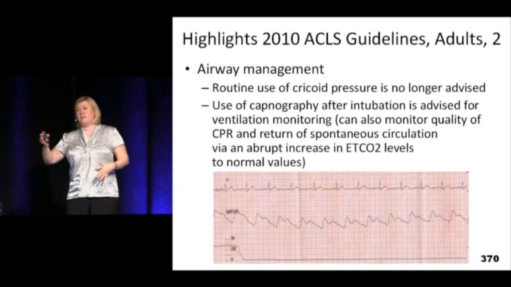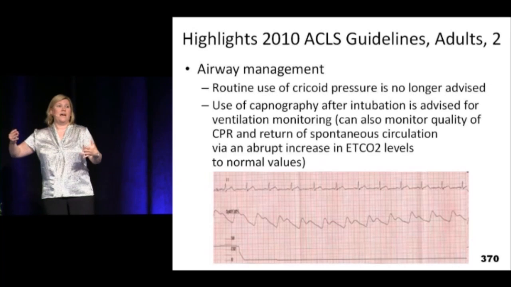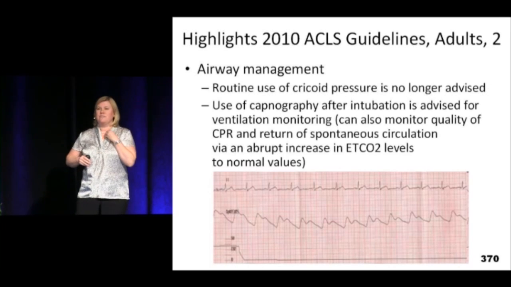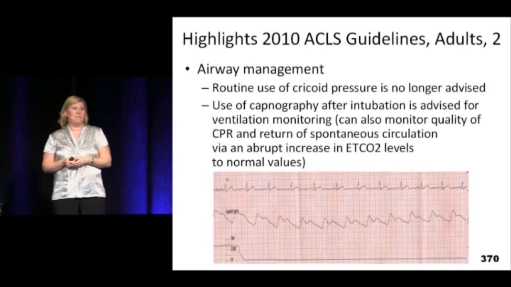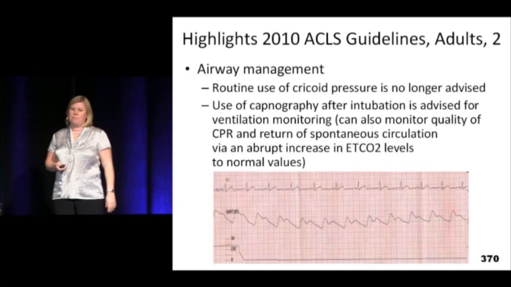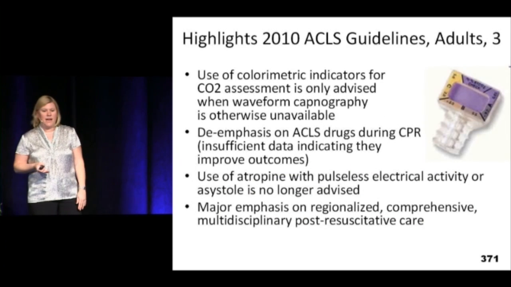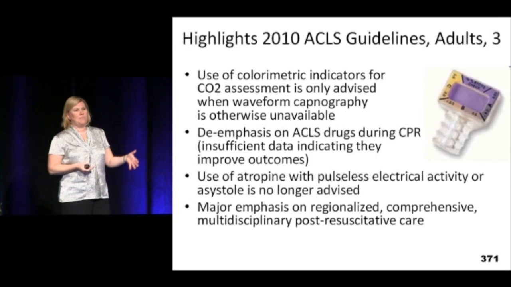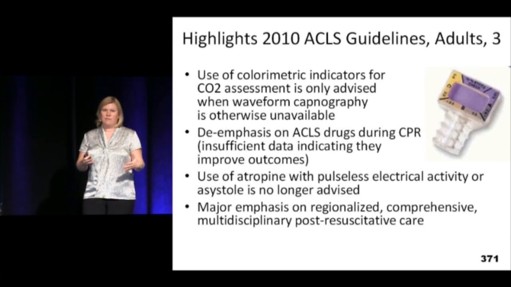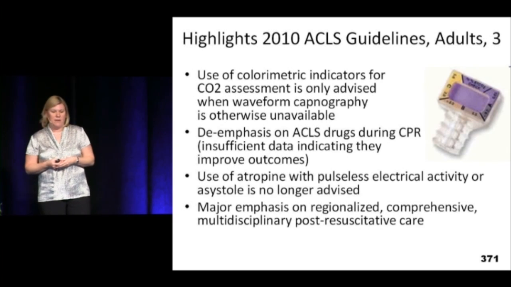Or, on the other hand, if your CO2 all of a sudden jumps up to 35 or 40, to kind of normal levels, it could be a sign that you actually have spontaneous circulation returning. So your end-tidal CO2 can give you a lot of information, so more emphasis on capnography. And in fact, these little colorimetric indicators that we use a lot are really recommended only if you don't have capnography. These aren't perfect, they've got their problems, and so if you don't have capnography available, you can use these, but these are being de-emphasized in the new AHA recommendations.